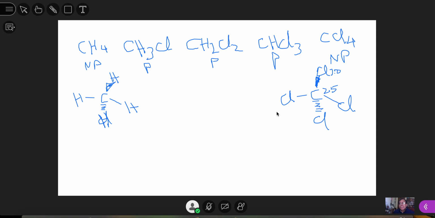Why? Because it is a symmetrical molecule with four different forces. So carbon to chlorine force, electron density towards chlorine, electron density towards chlorine, and electron density towards chlorine. So 4 equal forces act upon carbon at an angle of 109.5 degrees, tetrahedral. It's a symmetrical molecule, therefore no residual charge on the carbon, and it is a non-polar molecule.